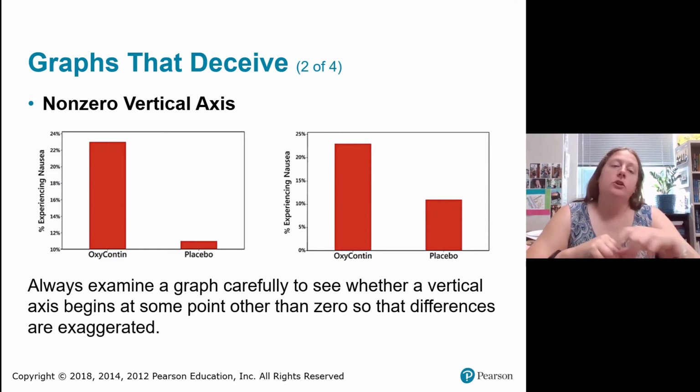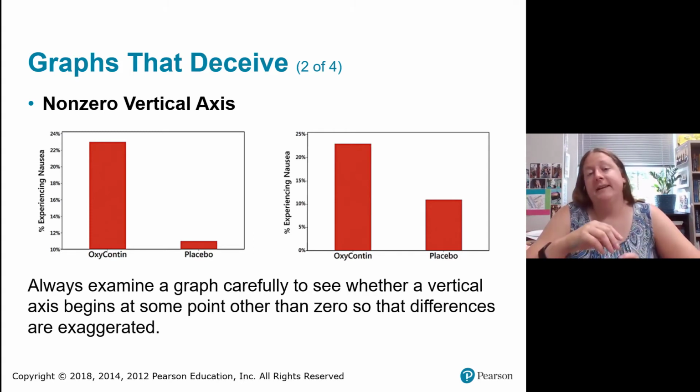However, if you look at the vertical axis, you'll notice that it starts at 10% and goes up to just 24%. So it's not actually that wide of a range, and it doesn't start at 0. The placebo looking close to 0 is actually above 10%. If instead we start our vertical axis at 0, then we get the graph on the right, where we can see that, yes, Oxycontin does have a larger percentage of the participants experiencing nausea. However, it's closer to twice as frequently and not 10 times as frequently as the graph on the left would have us believe.